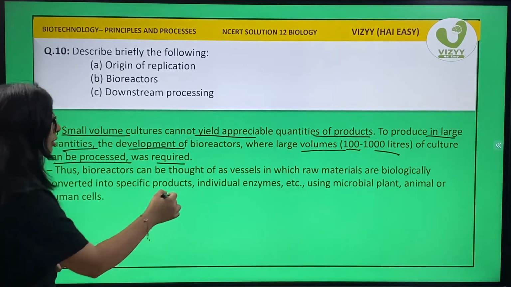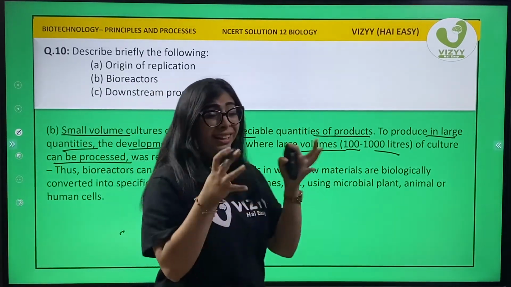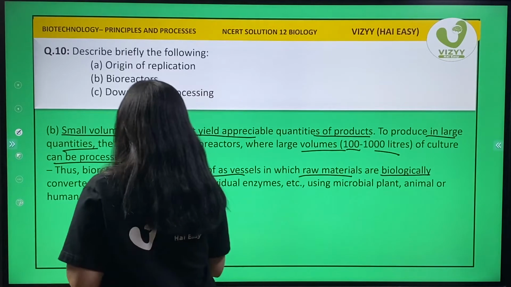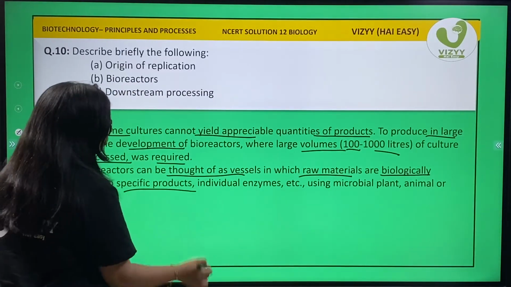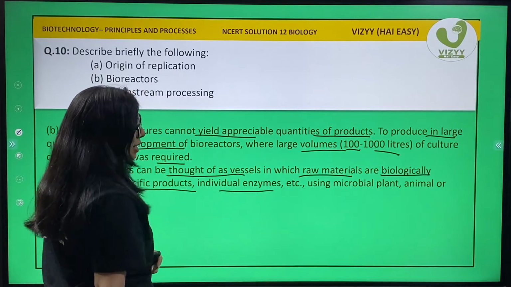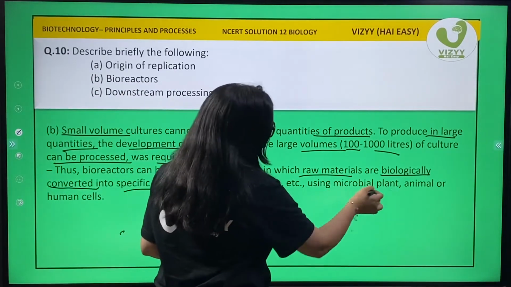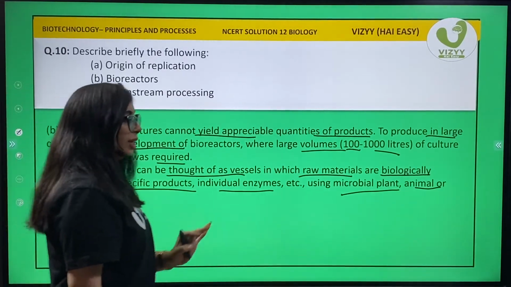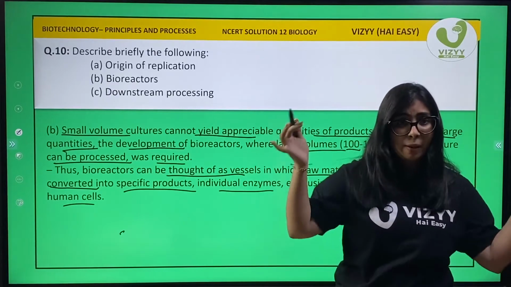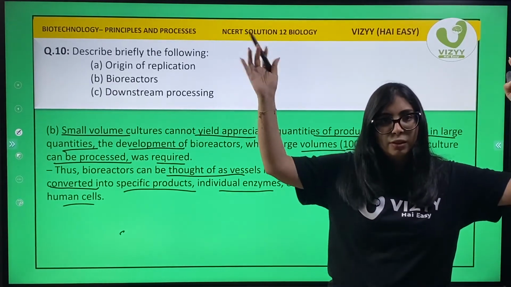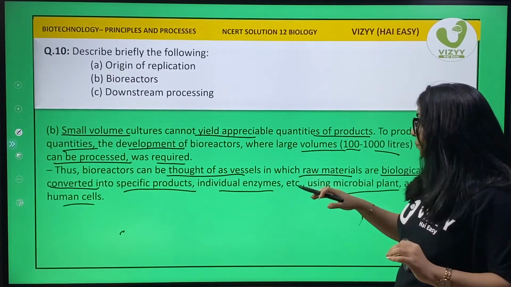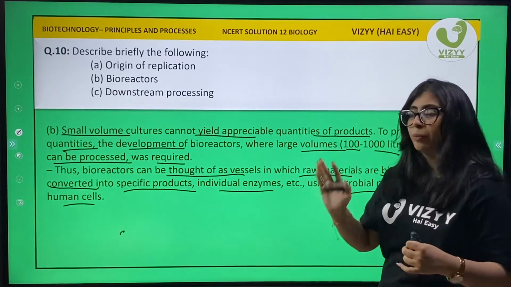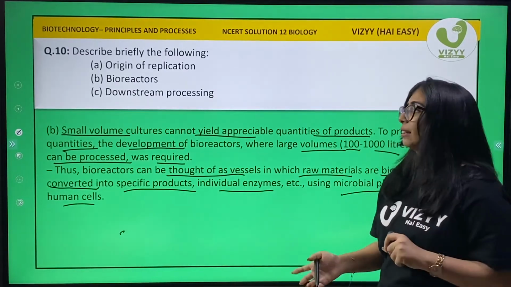Thus, a bioreactor can be thought of as a vessel in which raw materials are biologically converted into specific products, individual enzymes, etc., using microbial, plant, animal or human cells. So a bioreactor is a big vessel-like place in which individual or specific products can be made, used for biology, thus it is known as a bioreactor.